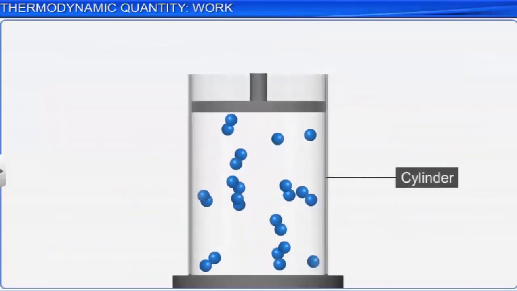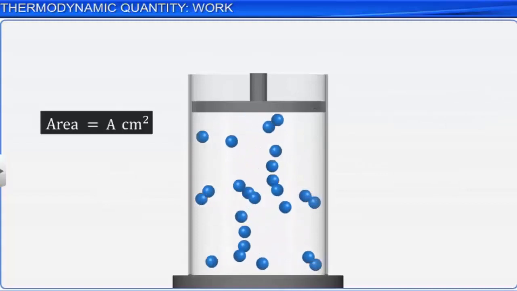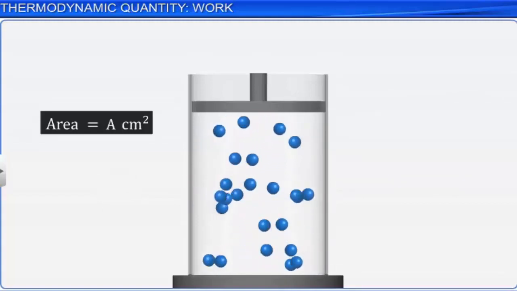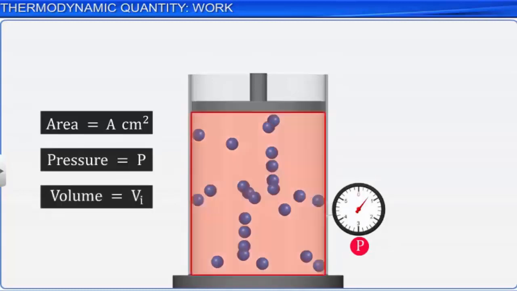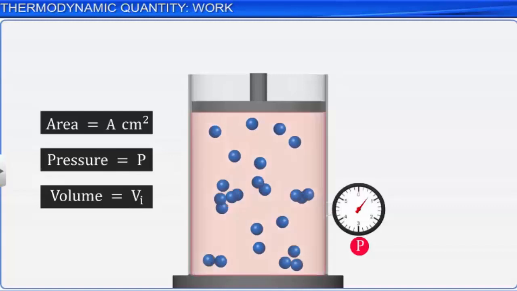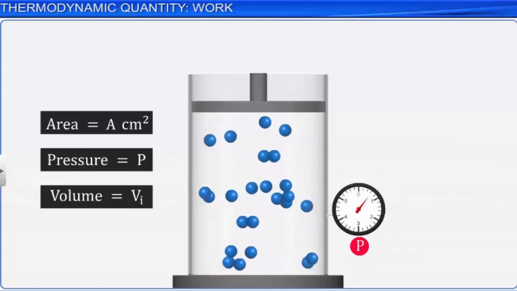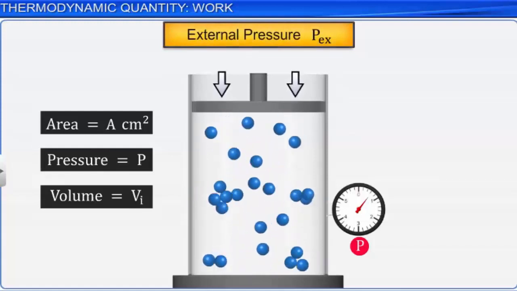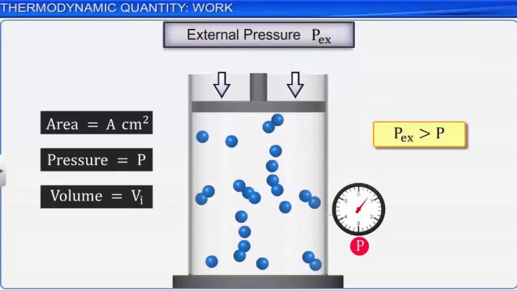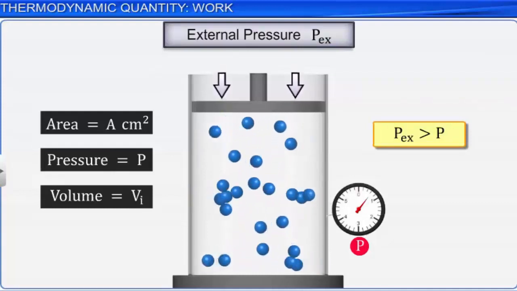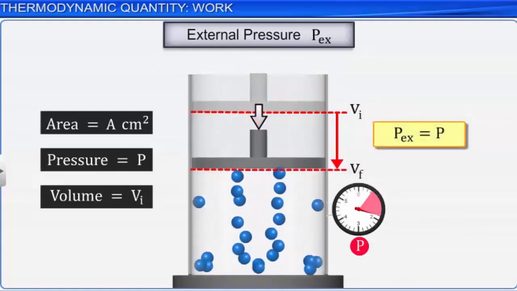Consider a cylinder filled with 1 mole of an ideal gas and fitted with a frictionless piston. Let's say the area of the cross-section of the cylinder is A square centimeter. The pressure of the gas inside the cylinder is P, and the volume of the gas inside the cylinder is VI. Here, VI stands for the initial volume of the gas. Now, let's apply external pressure PEX on the piston. If the external pressure PEX is greater than the internal pressure P, then the piston moves inwards until the pressure P inside the cylinder becomes equal to the external pressure PEX.